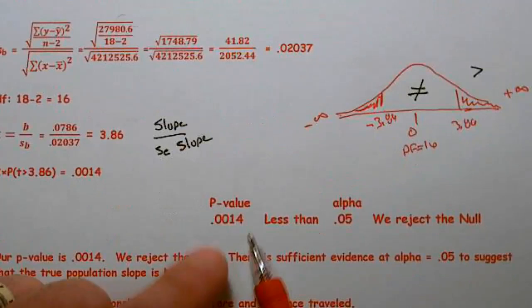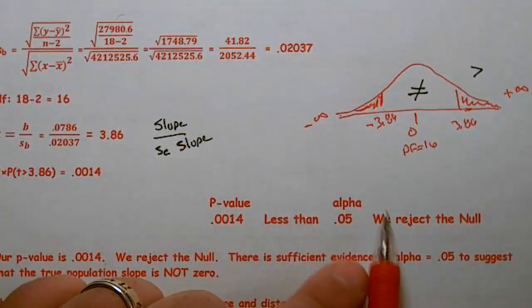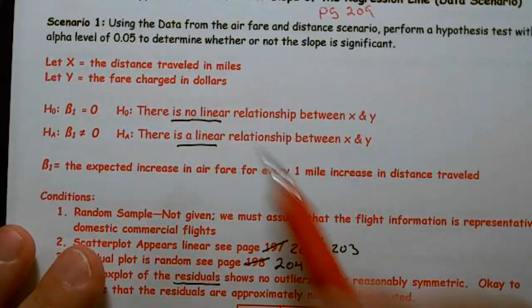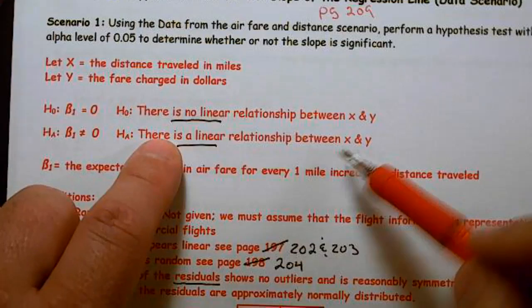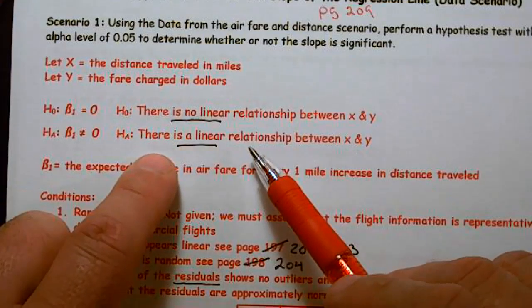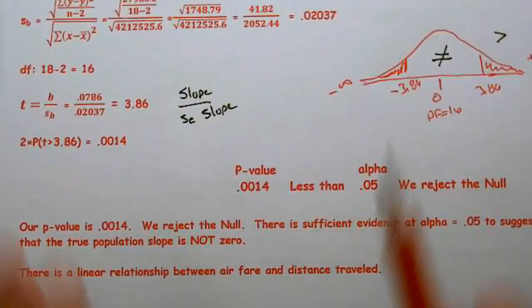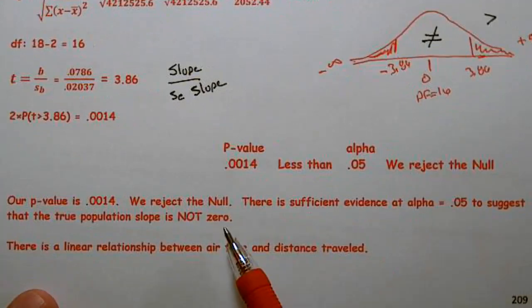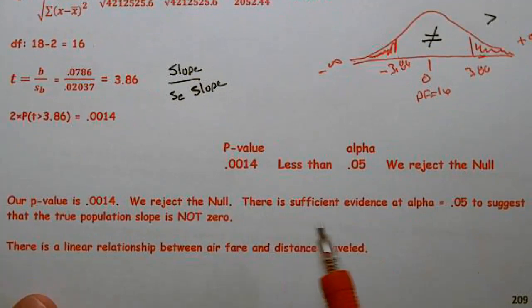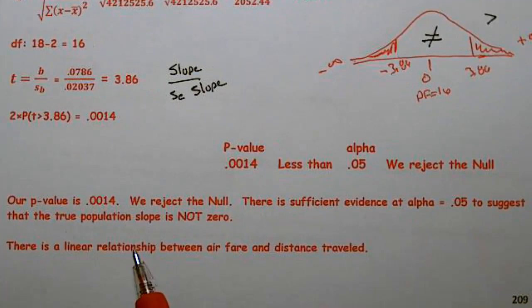With a p-value of 0.0014, it's less than alpha, so we're going to reject the null. In other words, we're rejecting the claim that there's no linear relationship, so we can cross it out, and we now believe that there is a linear relationship between x and y. So our p-value is 0.0014. We reject the null. There is sufficient evidence at alpha equal 0.05 to suggest that the true population slope is not 0. In other words, we just restated the null.